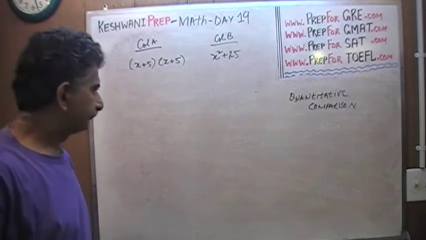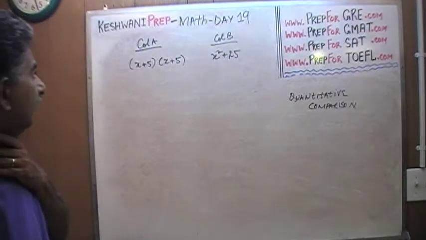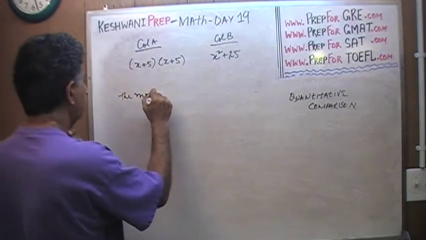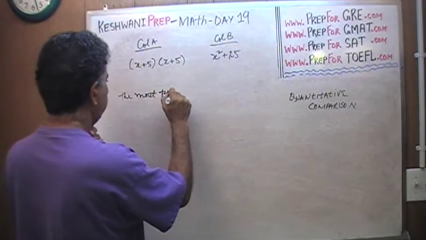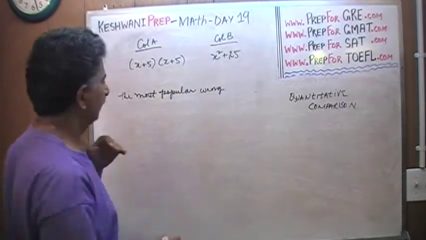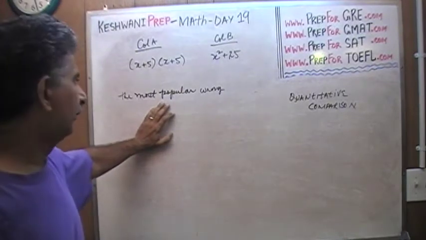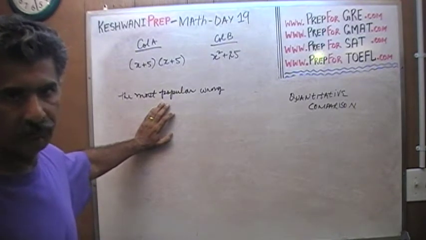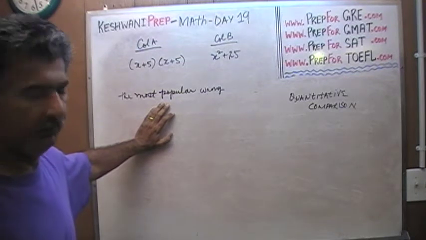Alright. The most popular wrong answer here is going to be... the most popular wrong answer. And of course, whenever somebody starts out with most popular, obviously you know they're talking about the wrong answer, because there is no such thing as a most popular right answer, because there is only one right answer.